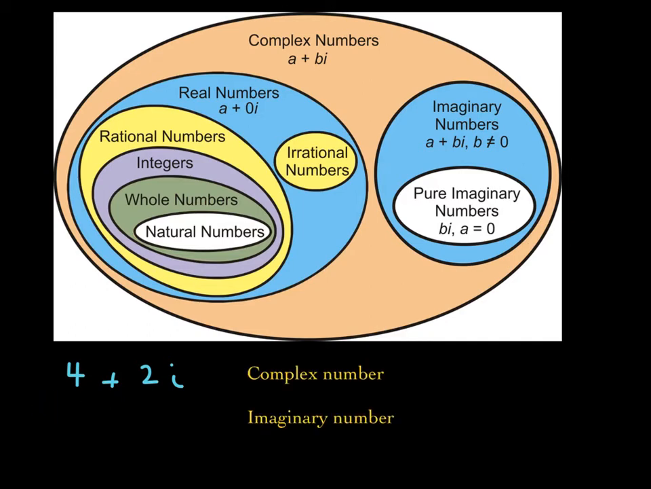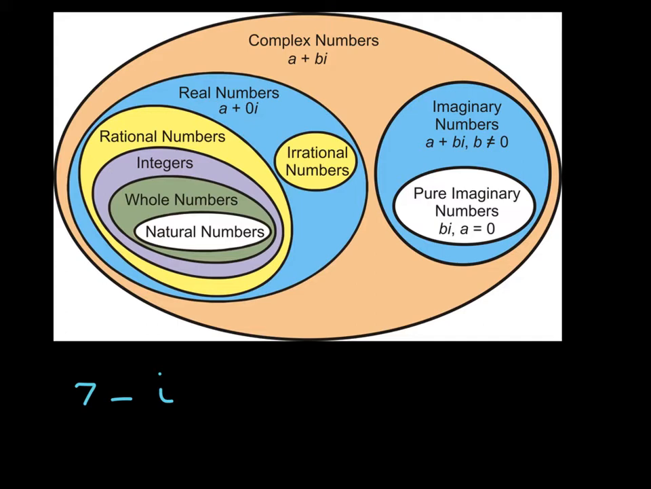I want to give you a little bit more terminology here. This first term is called the real part of the complex number, and 2 is called the imaginary part because it's attached to the imaginary number. All right, so every complex number has a real part and an imaginary part, okay? So the real part is 4, the imaginary part is 2.